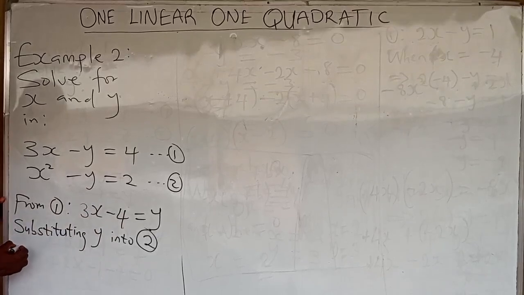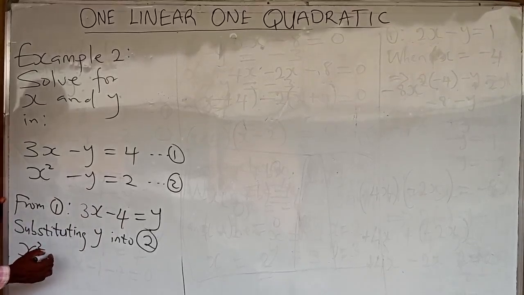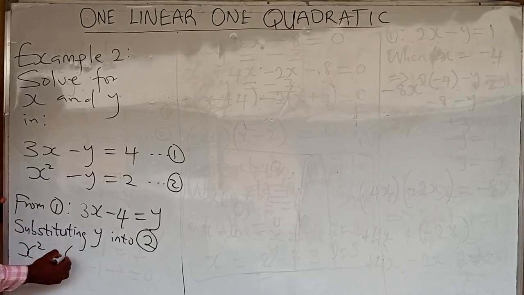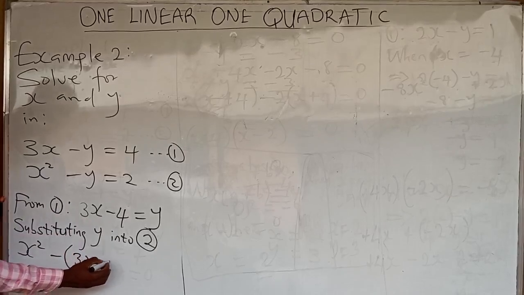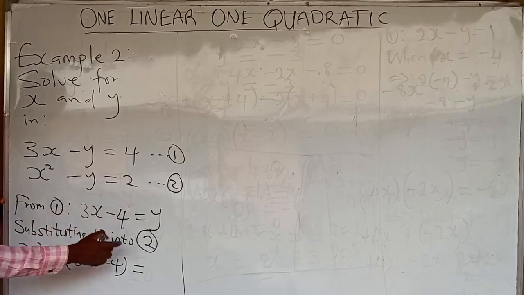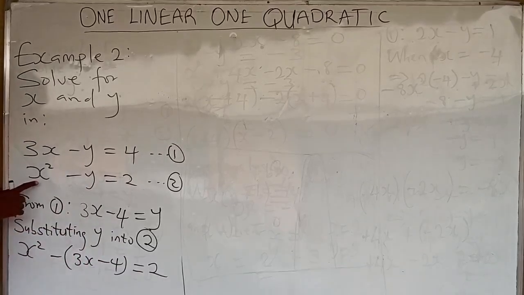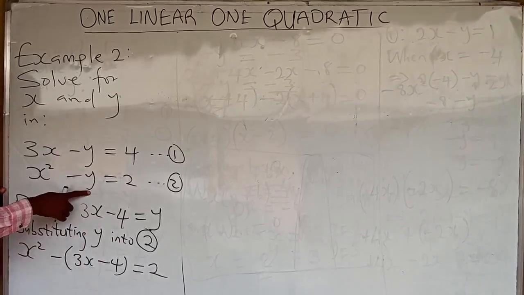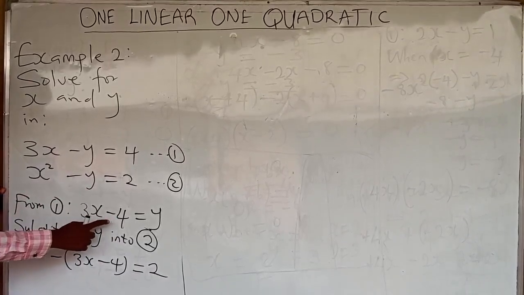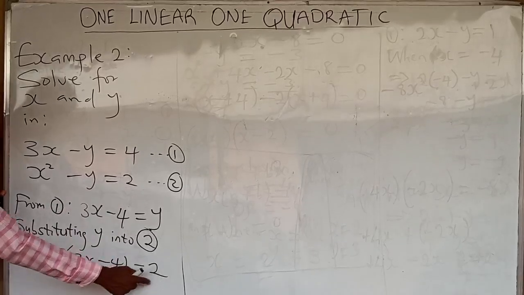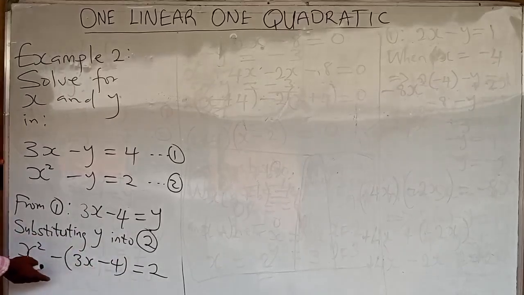We're going to be having s squared. So remember, this is minus. I'm going to put the minus there. Open bracket, this is 3x minus 4, and this is equal to 2. So this is s squared, look at my minus. Instead of writing this y, I wrote 3x minus 4, equal to 2. The next thing is to simplify this equation.